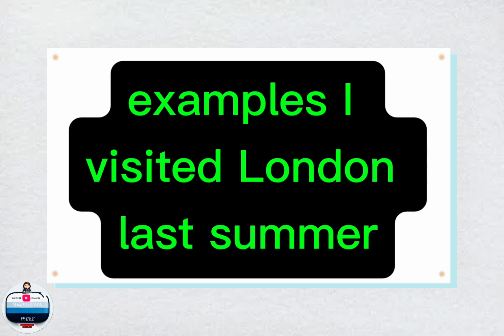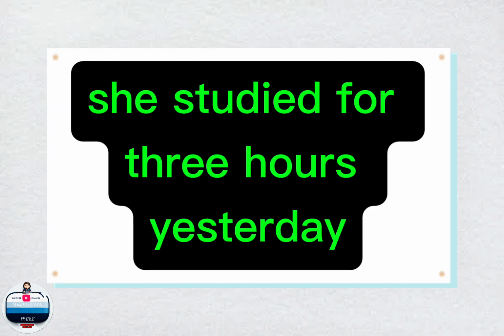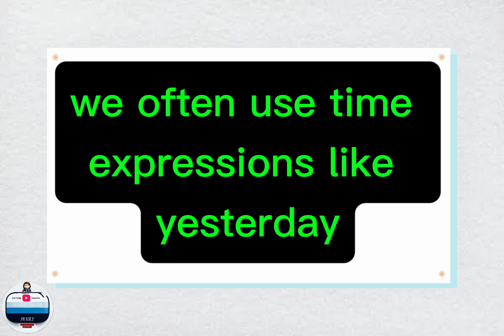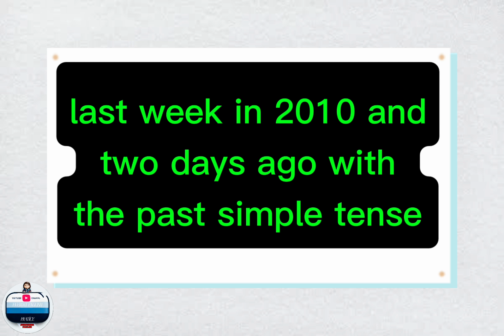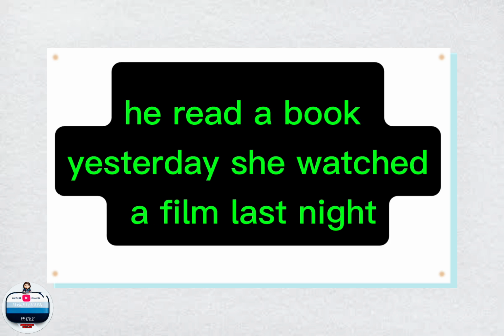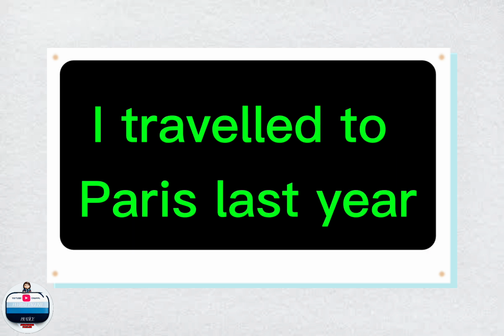Examples. I visited London last summer. She studied for 3 hours yesterday. They watched a movie last night. We often use time expressions like yesterday, last week, in 2010, and 2 days ago with the past simple tense. More examples. We went to the beach last weekend. He read a book yesterday. She watched a film last night. I traveled to Paris last year.